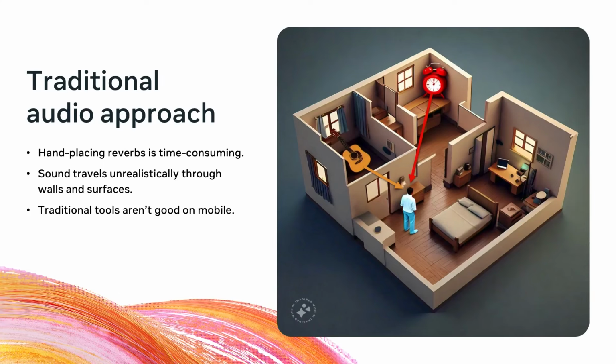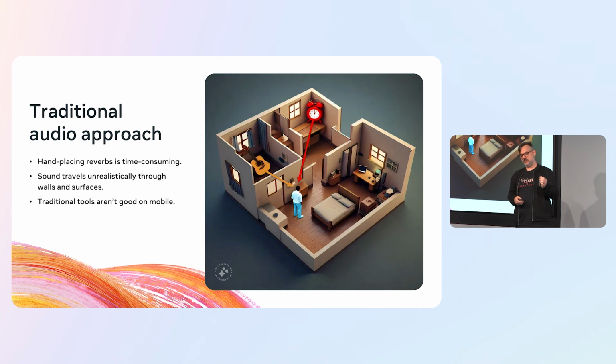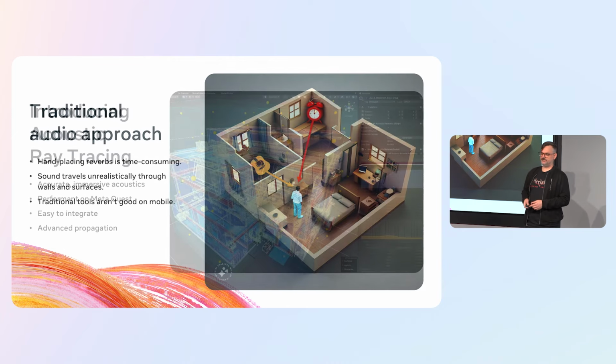The traditional approach to selecting reverbs in virtual reality experiences can be time-consuming and artificial sounding. This slide illustrates how sound without virtual acoustics travels unrealistically directly to the listener, highlighting the need for a more effective and realistic sounding solution. There are tools for PC and console development that allow you to do this kind of work, but they're not suitable for mobile VR platforms like Quest. Therefore, we need a dedicated solution. And thankfully, Meta has provided a solution that addresses this.